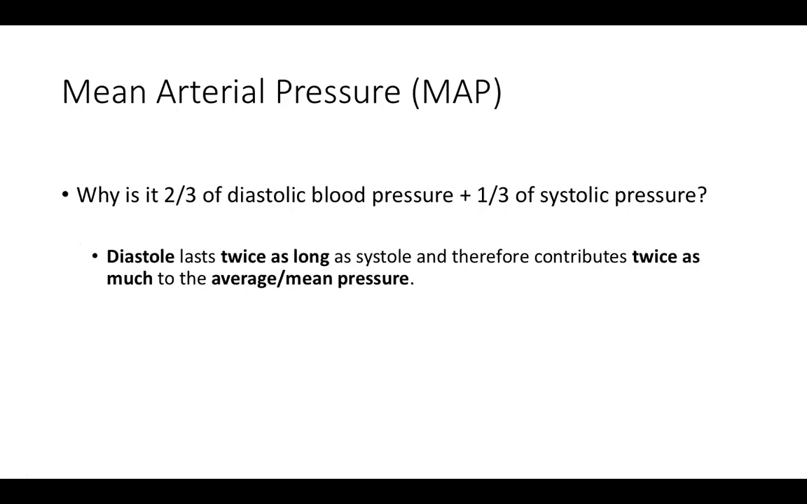And so you might be thinking, well, I told you they're equally important. So why is it not 1/2 of the diastolic and 1/2 of the systolic? And the reason for that is that our relaxation phase of the heart is twice as long as the systolic phase. And so that diastolic blood pressure accounts for 2/3 of the average value. And the systolic blood pressure only accounts for 1/3 of it, because we are in diastole twice as long as we are in systole. So that's why you're getting 2/3 and 1/3.